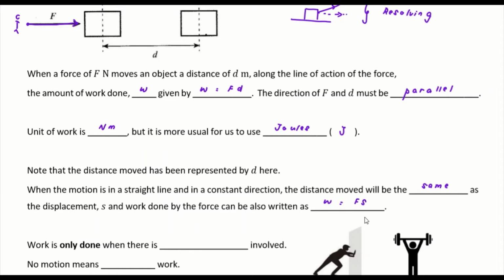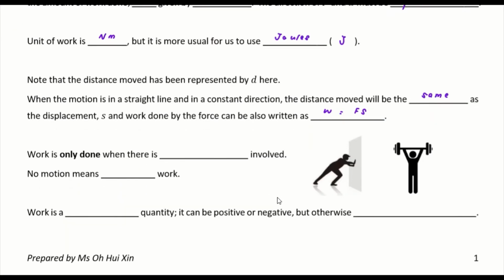But I don't actually recommend that much, it's just to let you understand that the idea we are thinking of is always distance. So there's no positive direction and negative direction involved. Okay, so that's the idea of it. Going back to the equation that we have, work is only done when there is distance involved. So if there's no motion and the object didn't move, it means zero work.